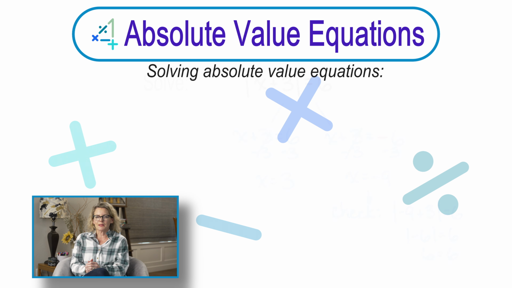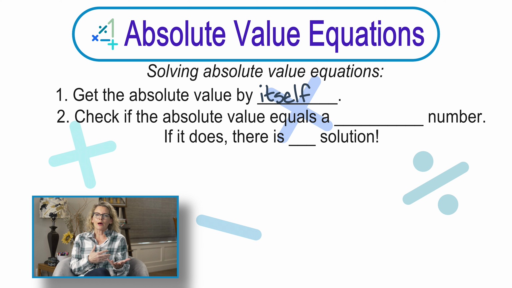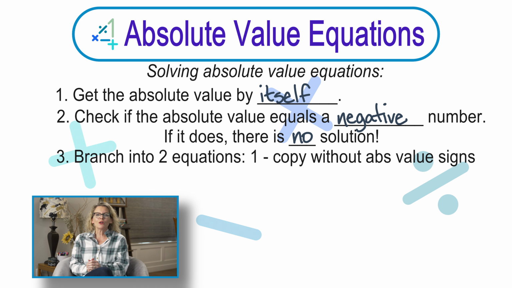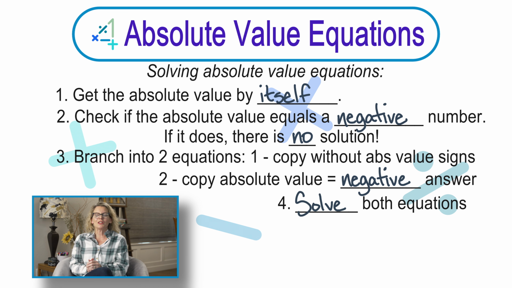Let's summarize the steps in solving an absolute value equation. Step 1. Get the absolute value by itself. Step 2, check if the absolute value equals a negative number, because if it does, there's no solution because absolute values are never negative numbers. Step 3, branch it into 2 equations. The first one, just copy down, and the second one, copy the absolute value and then set it equal to the negative answer. Step 4, we get to solve both equations.